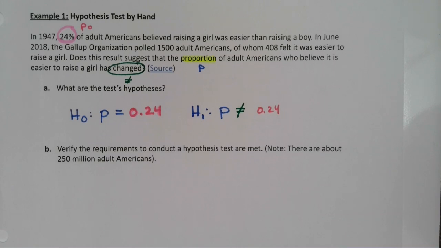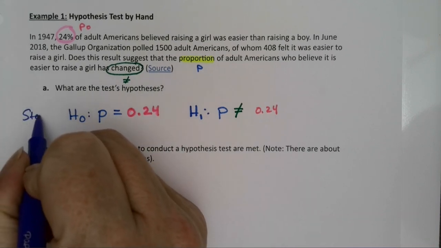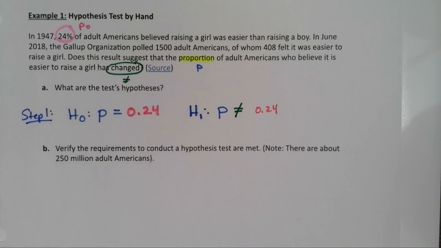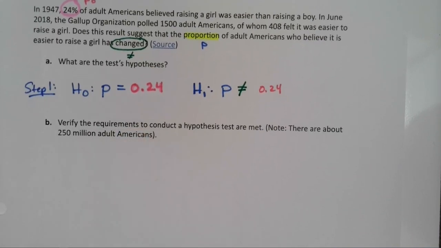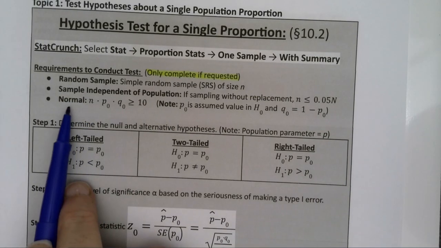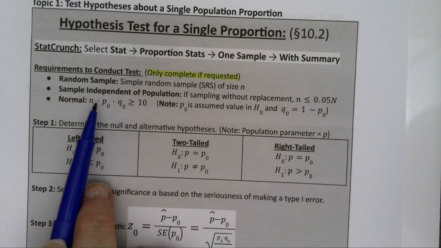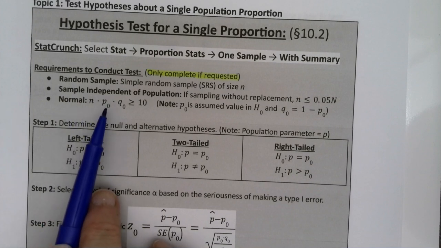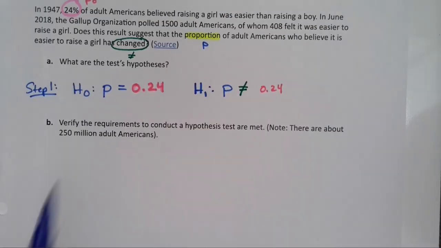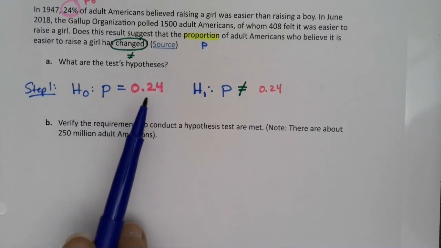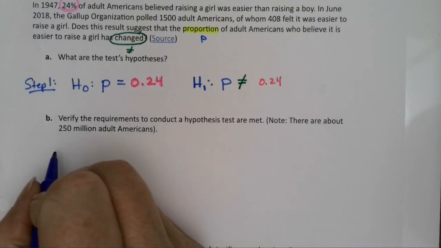So technically, this is step 1 for our hypothesis test. But we're doing that ahead of time because we want to verify the requirements. And the requirements, if you remember, for the normal piece need P0. So you can't really check the requirements unless you know what the null hypothesis is. In this case, it's that P is equal to 0.24. All right, so we're going to verify our requirements.